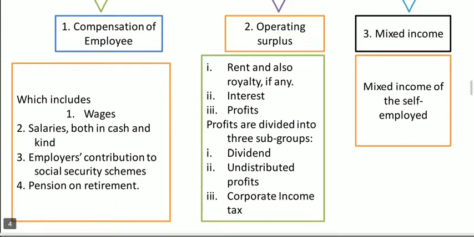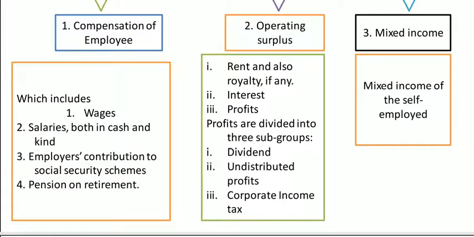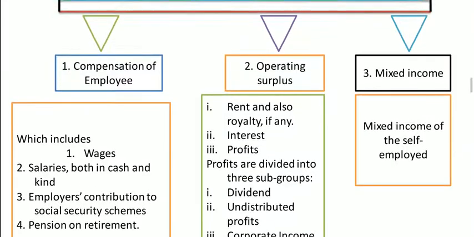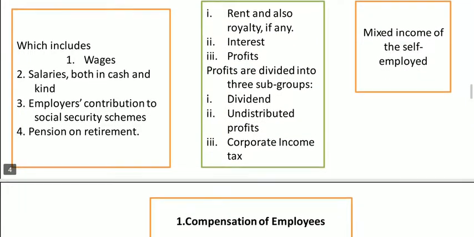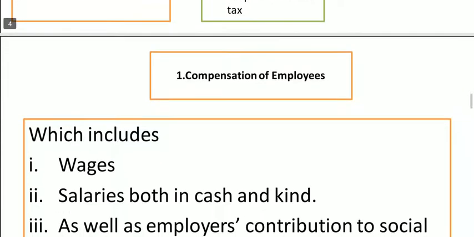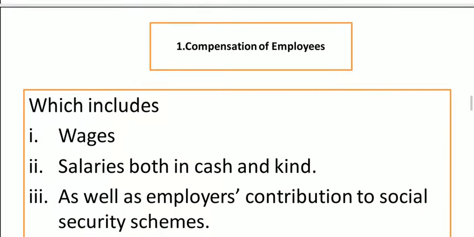Then mixed income. Here mixed income of the self-employed, what I had explained before, means own labor and capital used for income. Suppose a doctor is using own labor and capital, his income will be known as mixed income. Okay, mixed income. So this was your classification or components.